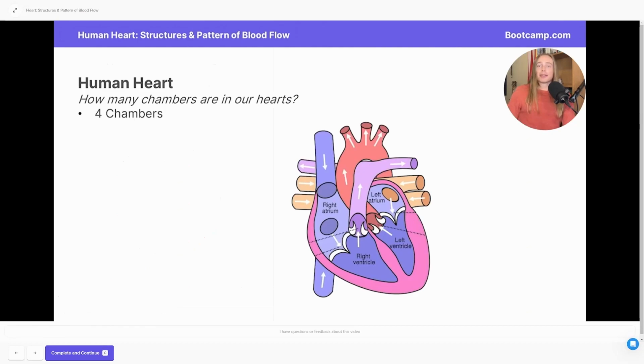Our hearts are typically divided into left and right halves, and that's because if we draw a line right down the middle of the heart, we find that the chambers on the right side, so the right atrium and the right ventricle, are typically filled with oxygen-poor blood. On the left side of the heart, we see a left atrium and a left ventricle, and these are filled with oxygen-rich blood. Both the left and the right sides of the heart have very different functions, and we'll talk about them more as we go on.